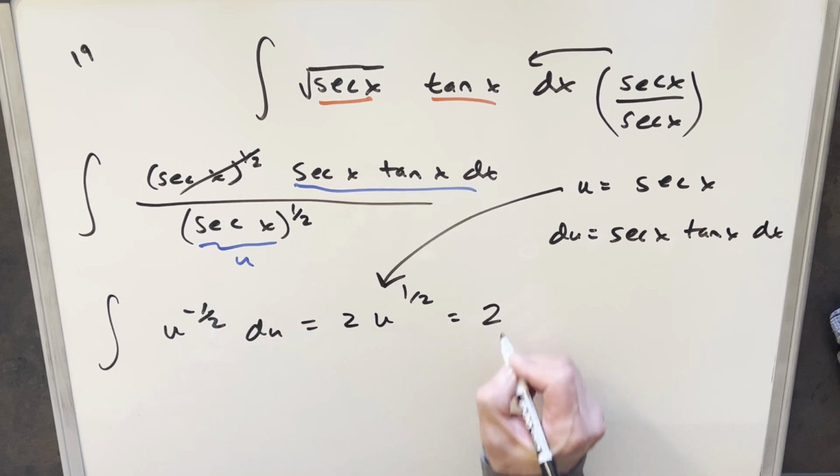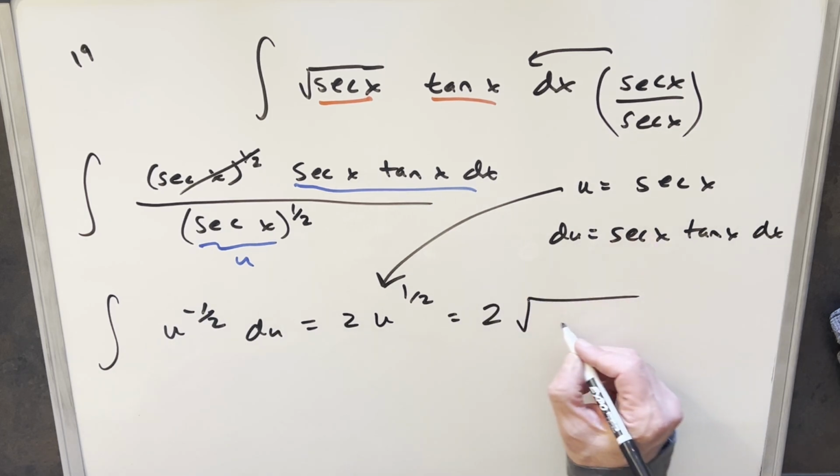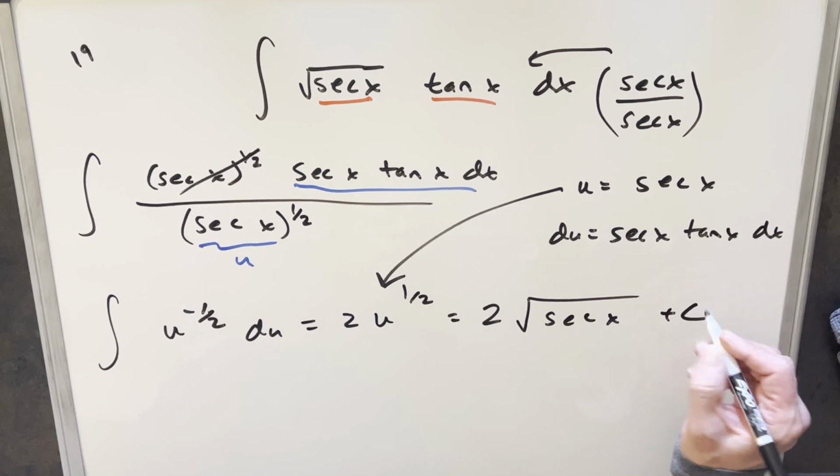So for my final solution, we'll have 2 times the square root of secant x, plus c, and that's it.